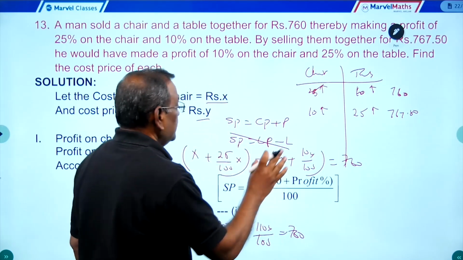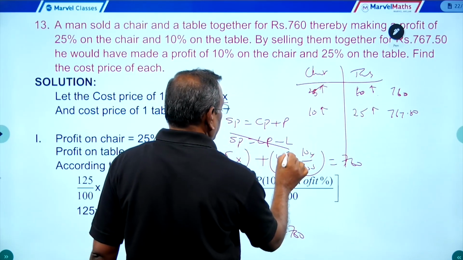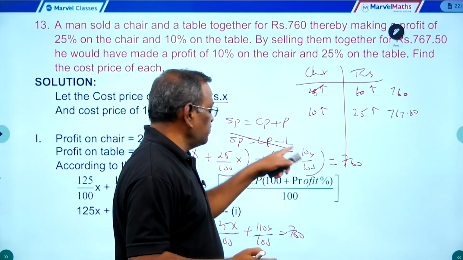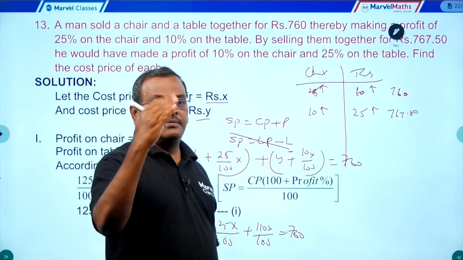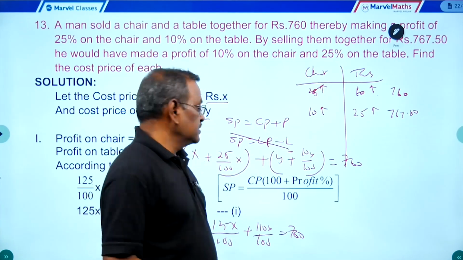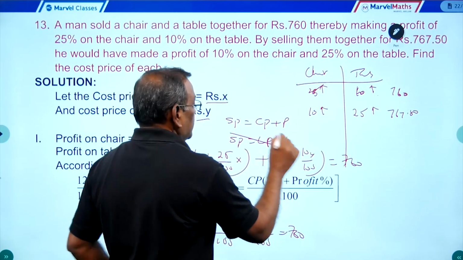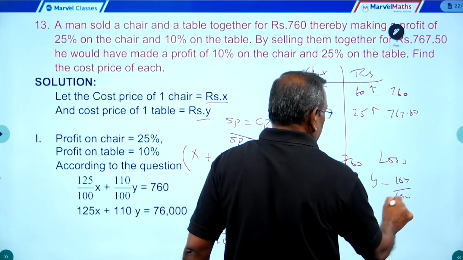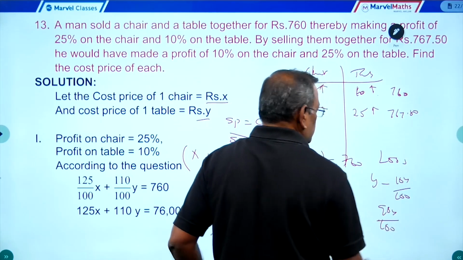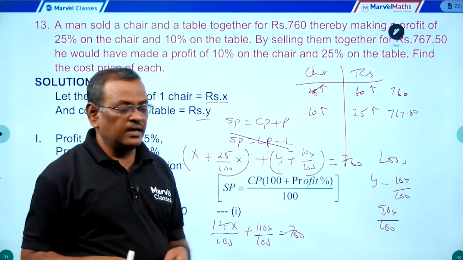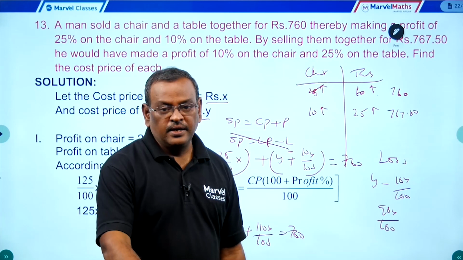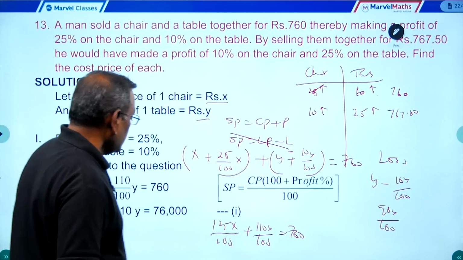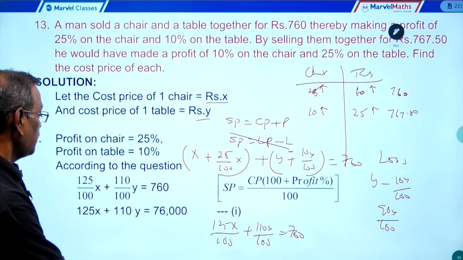Suppose if this is a loss, then you have to use a minus sign here. Whenever there is 10% profit it is 100 plus 10, whenever 10% loss it is 100 minus 10. Then what is the selling price of a table? That is Y minus 10Y by 100, so 90Y by 100. So if the problem is related with both profit and loss, whenever loss is there, subtract. But don't forget this is a linear equation related with selling price.